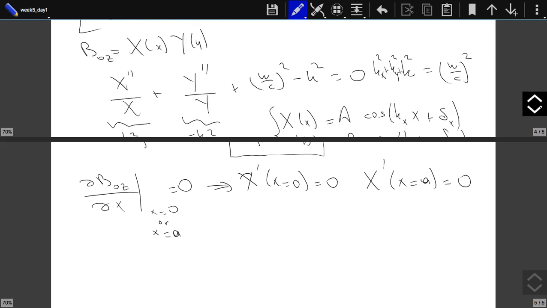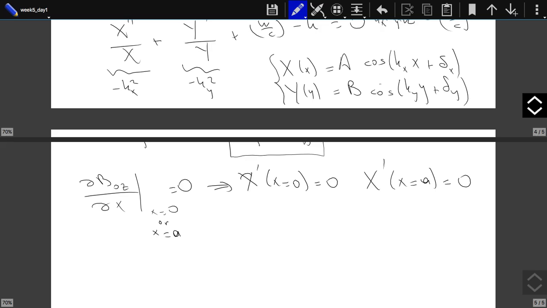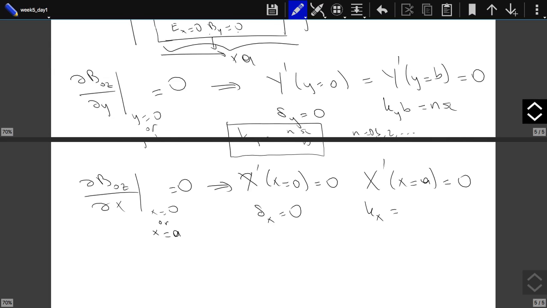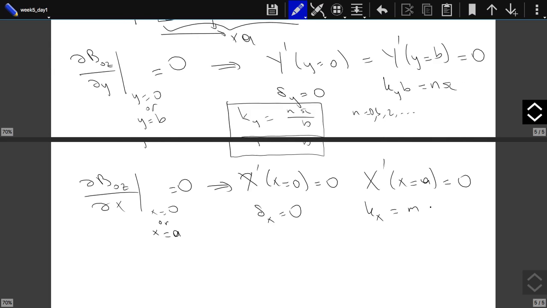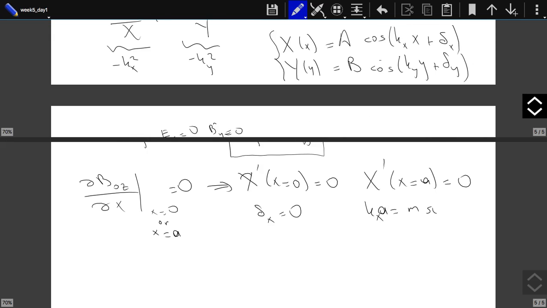And again, if you just look at our solution for X, it tells me that delta x should be equal to 0 and kx times a should be m times pi, or kx should be equal to m pi over a. These are the possible values of kx.